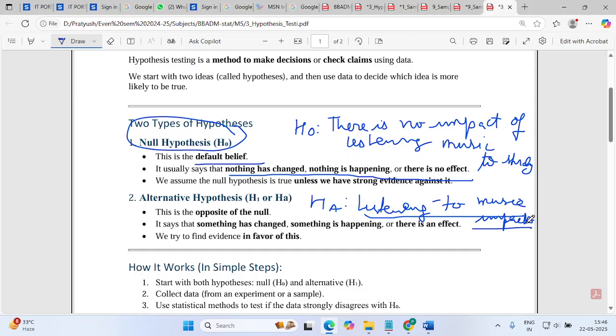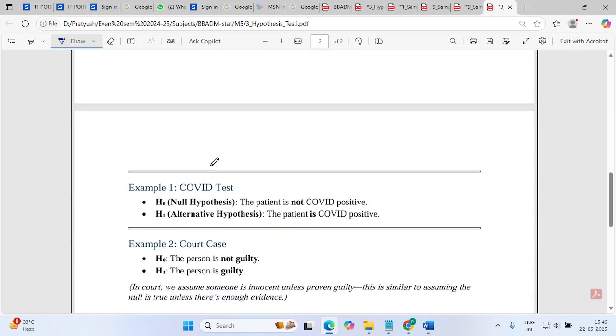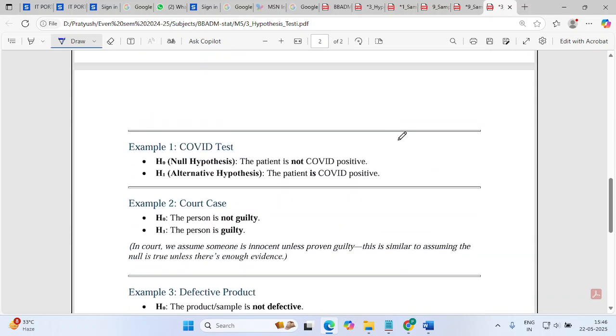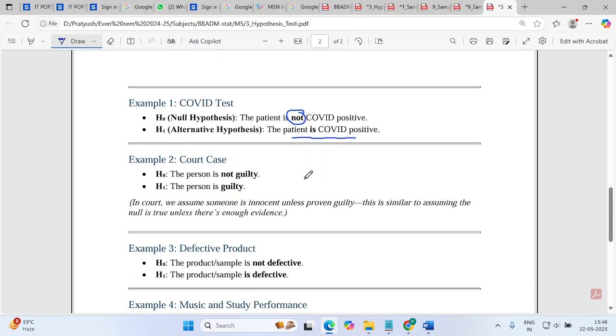Let me try to give some more examples of null hypothesis and alternative hypothesis to make it more clear. So I have written some examples. Let's say you do a testing of a patient. You say null hypothesis will be the patient is not COVID positive, and the alternative hypothesis will be the patient is COVID positive.